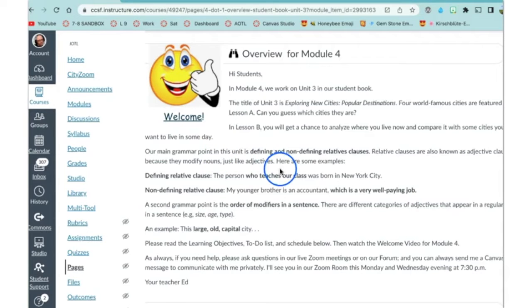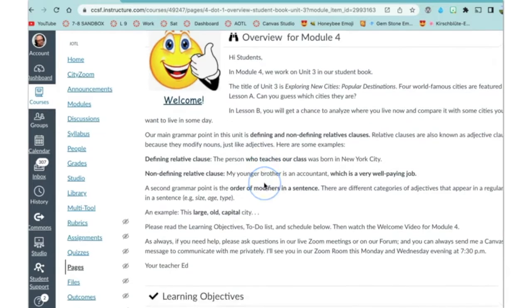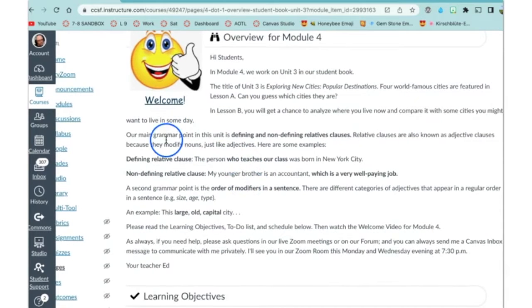Alright students, so let's take a look at the overview for Module 4. Our main grammar point in this unit is relative clauses, including defining and non-defining. Relative clauses are also known as adjective clauses. Some grammar books use adjective clauses as the term, and some use relative clauses, but they modify nouns just like adjectives.